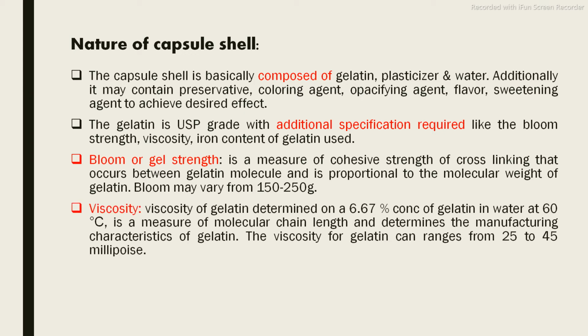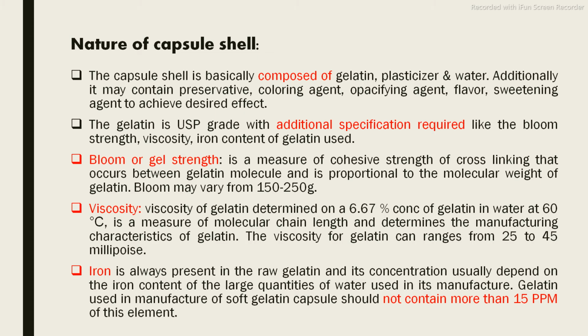Viscosity. How to determine the viscosity of your gelatin? First you have to prepare a gelatin mixture by dissolving 6.67 gram of gelatin in 100 ml of water and dissolve at 60 degrees Celsius. Once you dissolve the gelatin, you will get the 6.67 concentration of your gelatin solution, and the viscosity must be around 25 to 45 millipoise. Then you can prepare good quality soft gelatin capsules.